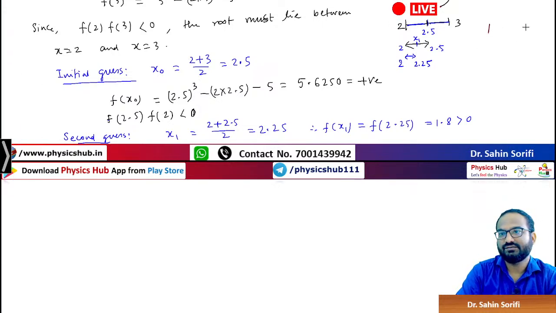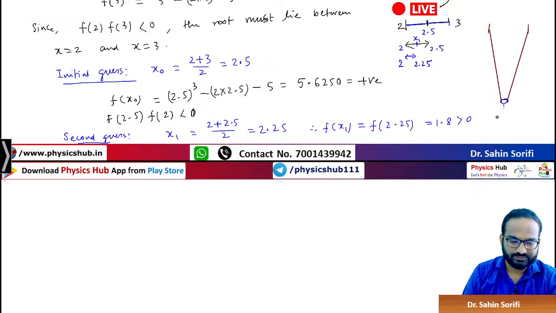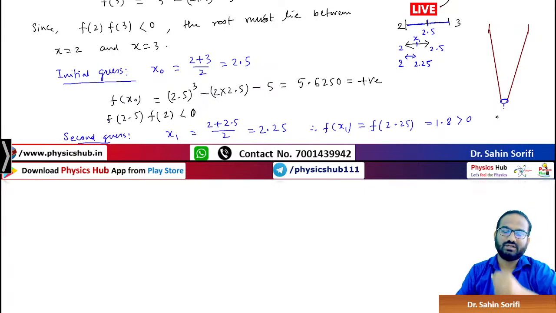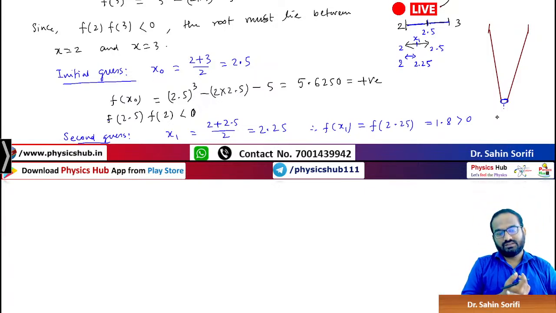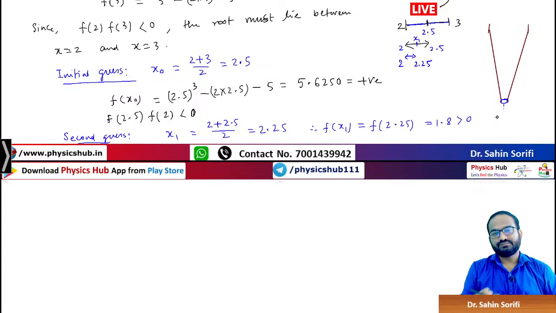Initially you started with this. So as you keep on doing the steps, the range will get reduced. Okay, so we are getting close to the actual root. So this is how bisection method works. Every time you do the iterations, you will get closer and closer to the actual root.